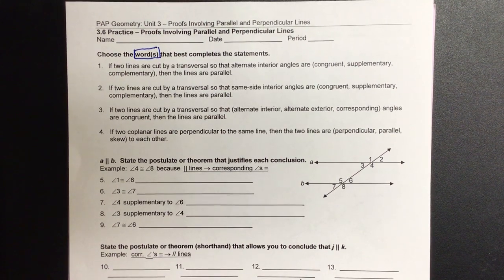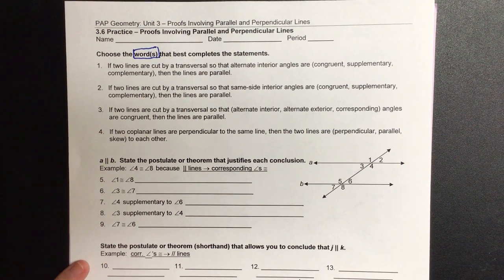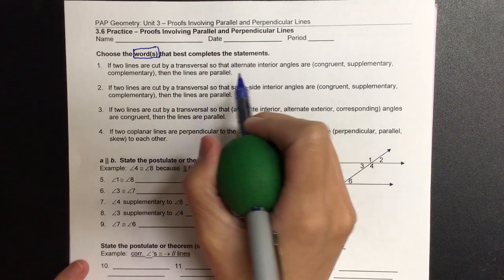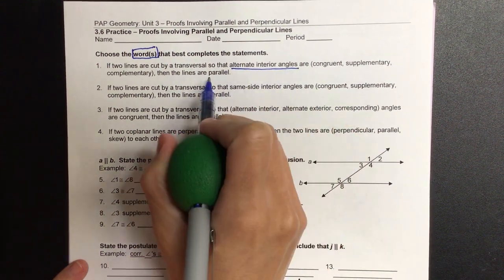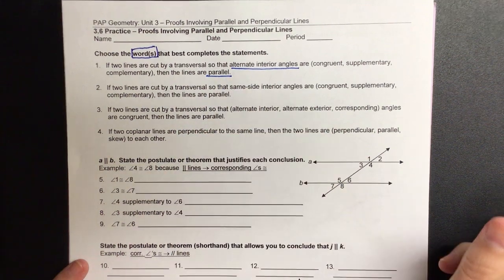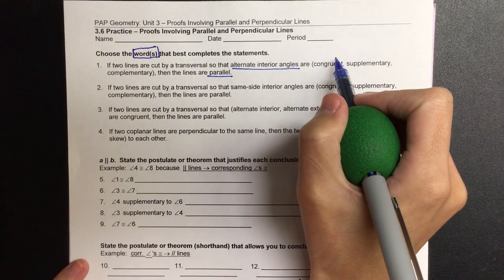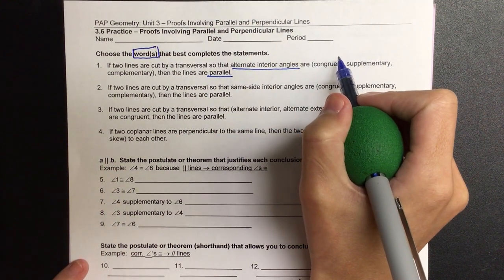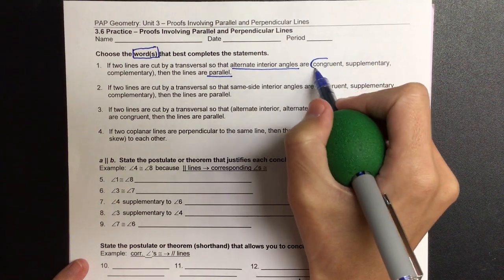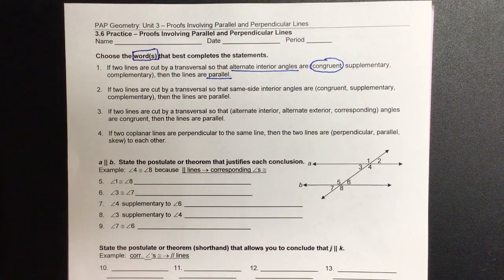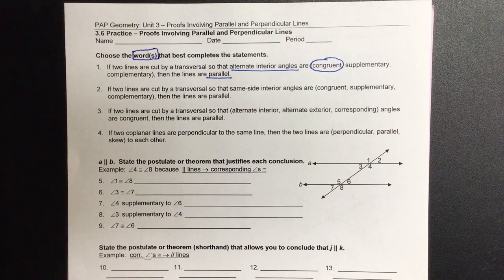If two lines are cut by a transversal so that alternate interior angles are supplementary, congruent, complementary, then the lines are parallel. So alternate interior angles, when two lines are parallel, what are they? As long as two lines are parallel, we know alternate interior angles are congruent. Sometimes there could be more than one answer. Kind of a heads up on that.